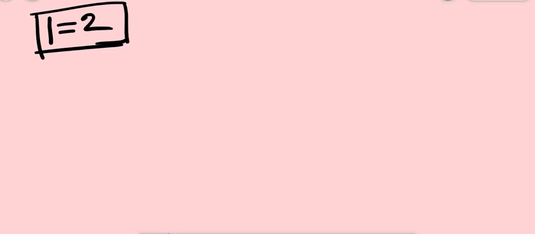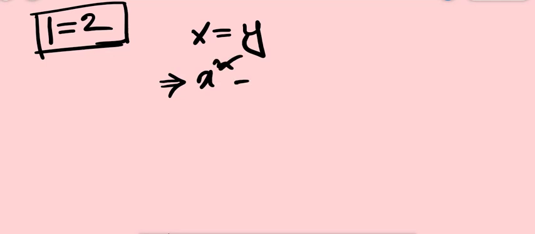So let's assume x is equal to y. Now multiply both sides with x. Then it will be x square is equal to xy. Now minus y square from both sides.